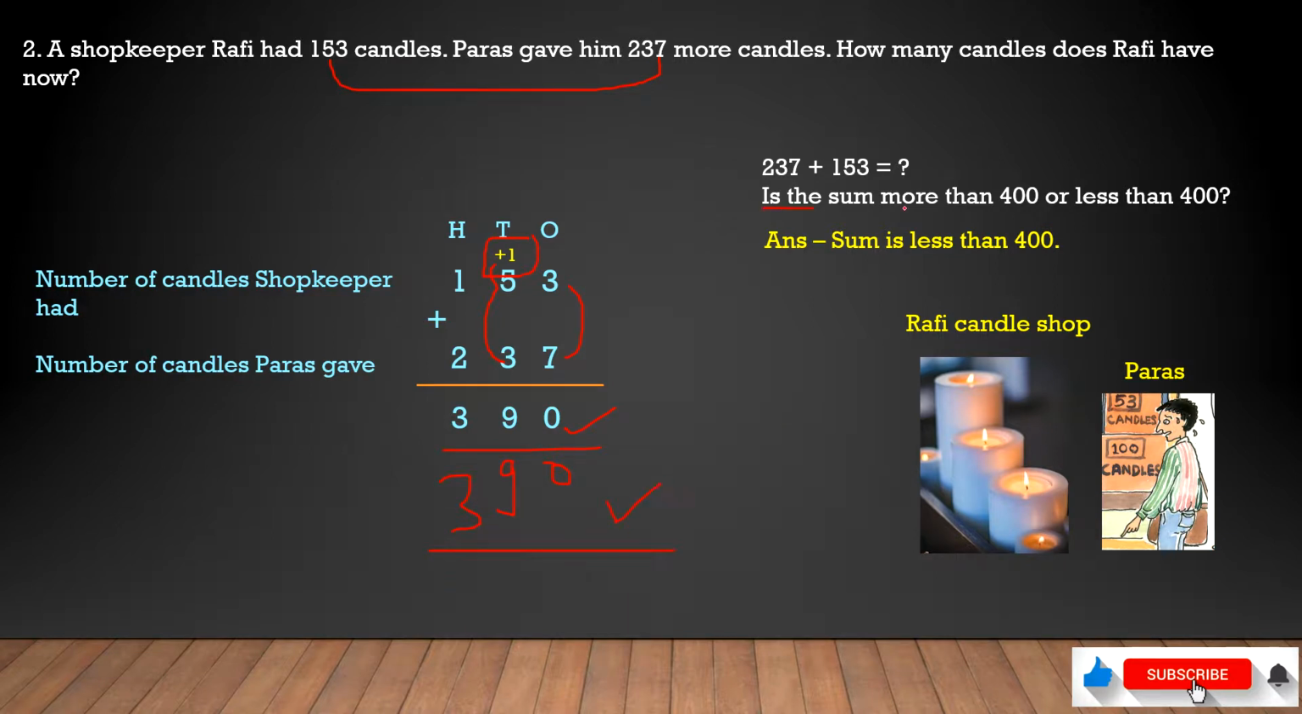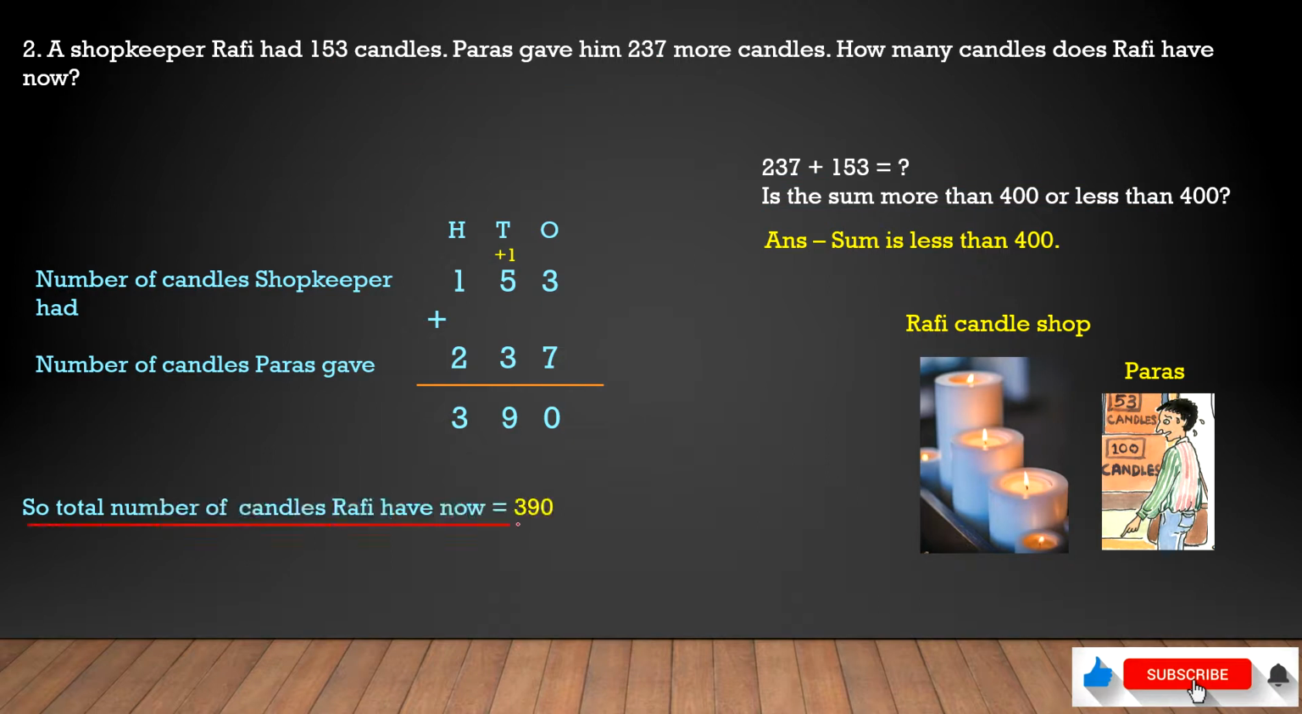And here is another question. It is saying, is the sum more than 400 or less than 400? So we know this sum is less than 400. So the answer to this question is the sum will be less than 400. And we got this as the final answer. We can write: total number of candles Rafi has now is equal to 390.